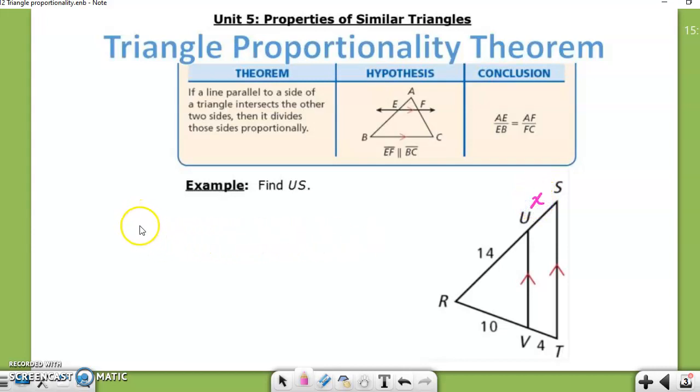So I could set up a proportion of 10 over 4, like this piece over this piece, then follow the same pattern on the other side, 14 over X. And then I would just cross multiply and divide.